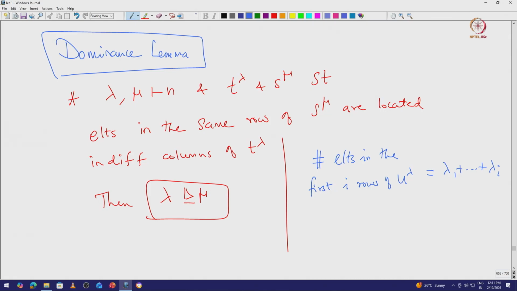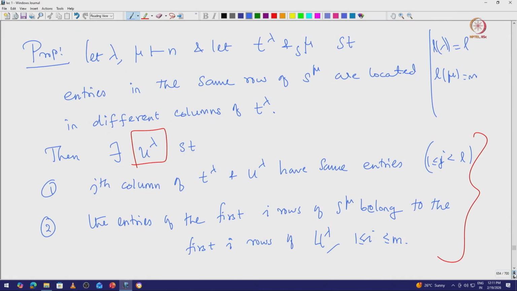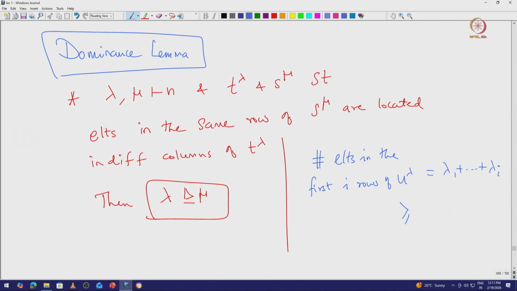So, now our second hypothesis says the entries of the first I rows of S mu belong to the first I rows of u lambda. So, that means all the elements that you have in the first I rows should be there. So, that means this number should be greater than or equal to the first I rows elements of this S mu, which is exactly mu 1 plus etcetera mu I, and this is true for all I greater than or equal to 1, and that says exactly that lambda is dominating mu.